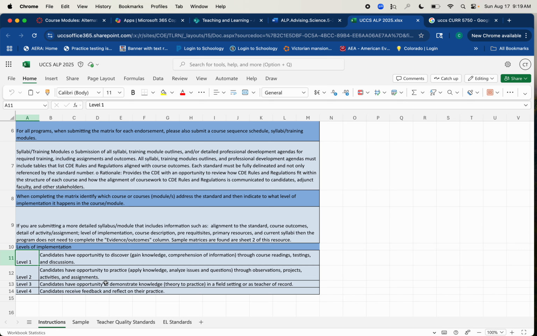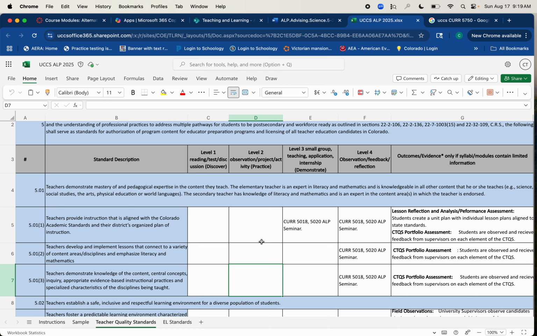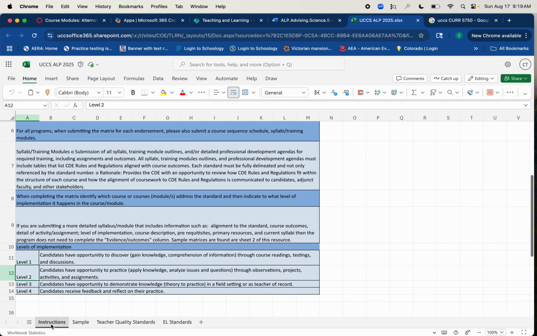Level 2, candidates have the opportunity to practice, so apply knowledge and analyze issues and questions through observations, project activities, and assignments. So if they're practicing applying the skill in some way, if you make them observe in classrooms outside of yours, any way that they're applying, then that would be a level 2. So of course, you'd be looking at the level 2 columns. Most likely in our courses, there's probably a lot of level 1 and a handful of level 2. And level 3 and level 4 we pretty well have covered with 5018 and 5020.